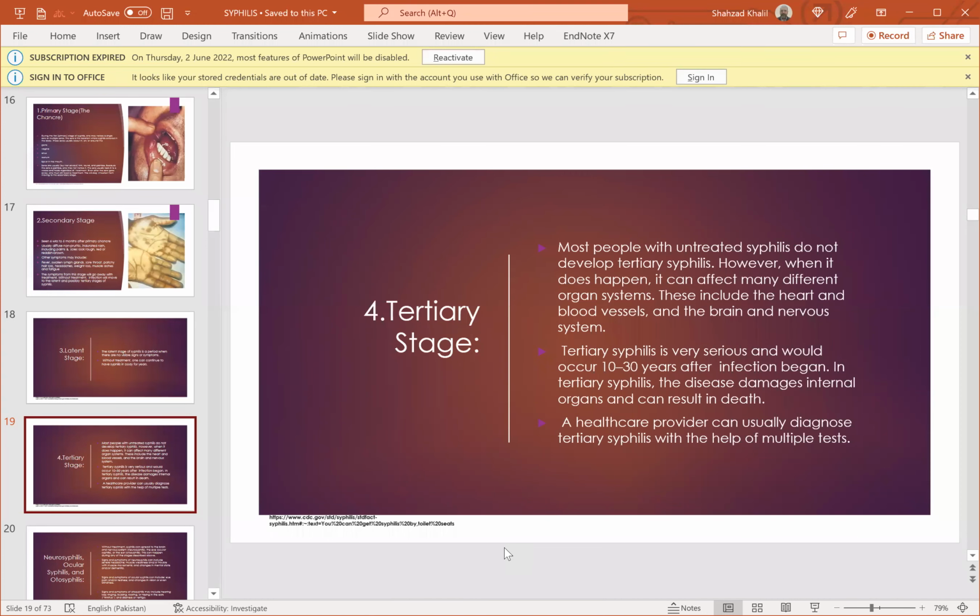Tertiary stage. Most people with untreated syphilis do not develop tertiary syphilis. However, when it does happen, it can affect many different organ systems. These include the heart and blood vessels and the brain and nervous system. Tertiary syphilis is very serious and would occur 10 to 30 years after the infection began. In tertiary syphilis, the disease damages internal organs and can result in death. A healthcare provider can usually diagnose tertiary syphilis with the help of multiple tests.